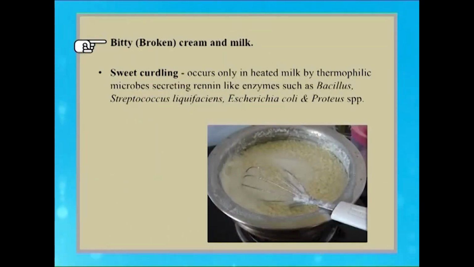The bitty, also called broken cream in milk, is another type of spoilage where a soft or uniform texture of the milk or the cream is not seen. Sweet curdling of milk occurs in heated milk by thermophilic bacteria, which secrete renin-like enzymes. This happens because of the production of renin, which coagulates the milk. This can be done by many species of Bacillus, Streptococcus liquefaciens, Escherichia coli and the species of Proteus.